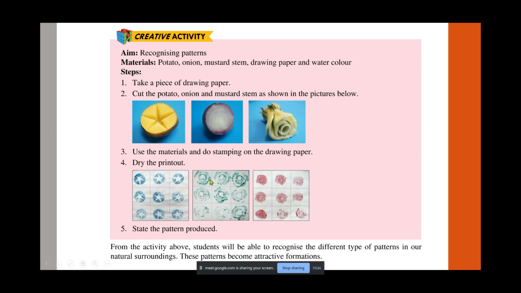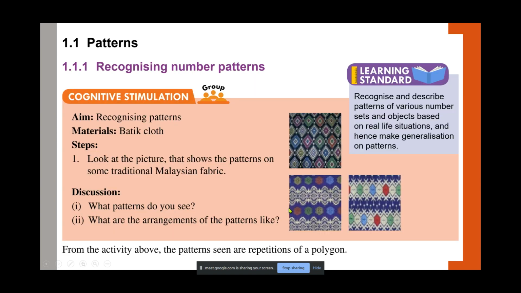This is what? Is it mustard or onion? Yeah, this is the mustard. So it's also repeated like this. And then this is the onion. Basically here they want you to recognize the pattern. The pattern is repeated in the grid line, 3 by 3 like this, 3 by 3, 3 by 3. Let us look at the next slide here.